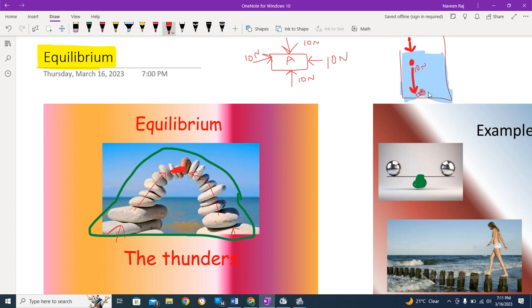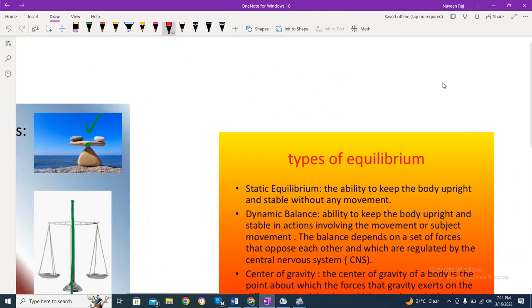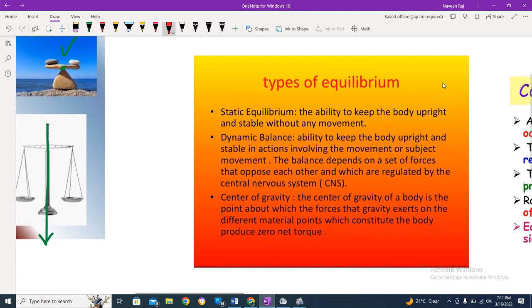So this is termed an equilibrium state, because it has a constant velocity at which it is traveling. So here is how the equilibrium works. Now I would like to move forward to the types or the states of equilibrium.